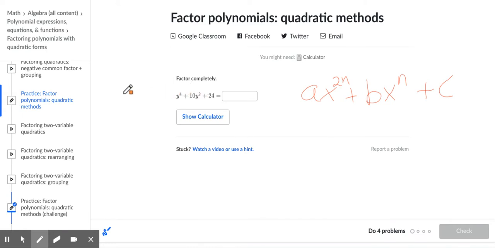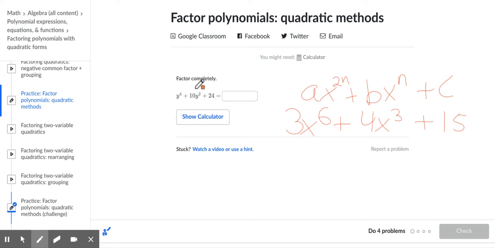So I could have something like 3x to the 6th plus 4x cubed plus 15. I'm just making up these numbers, so this probably isn't actually factorable, but the point is that 3 times 2 is 6. So I can use quadratic methods because this number is twice this number, okay? So it has to follow that pattern in order for us to use quadratic methods. So in this case, we have a 4 here.